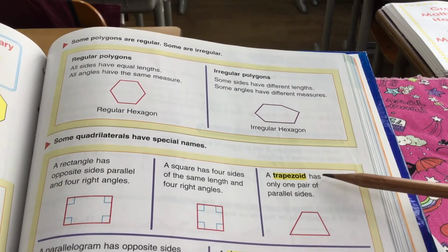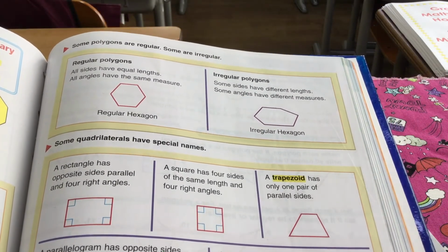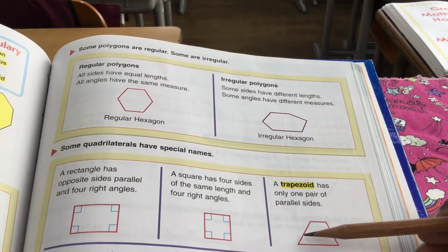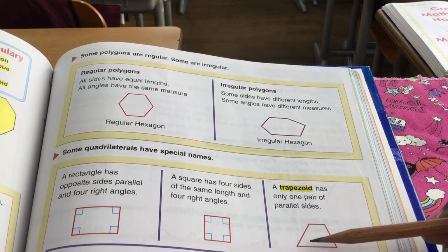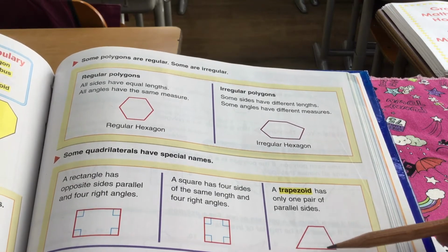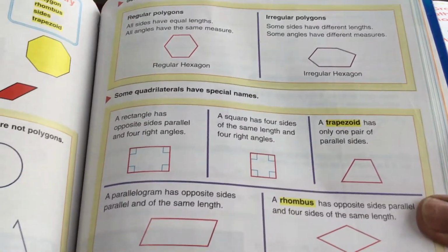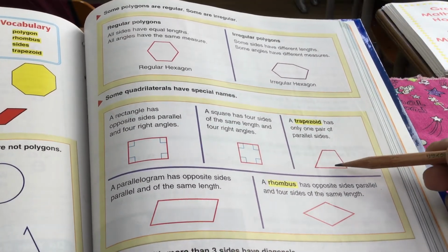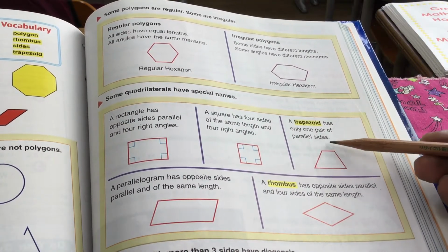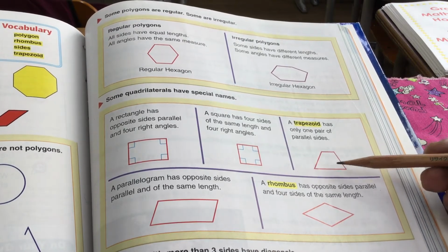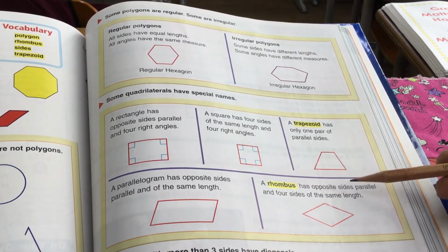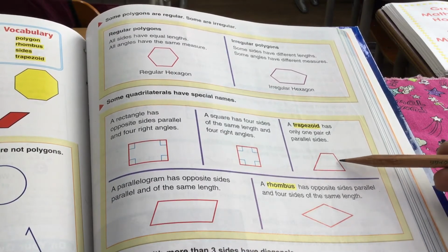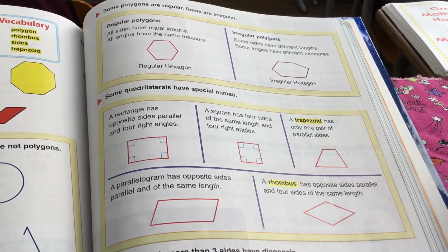A trapezoid has only 1 pair of parallel sides. Okay? With the trapezoid, these 2 sides are parallel. They will not meet. These 2 are not. If they keep going, they will meet.